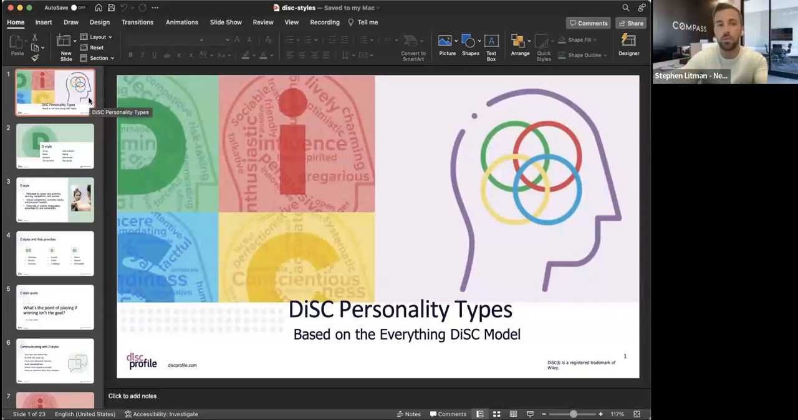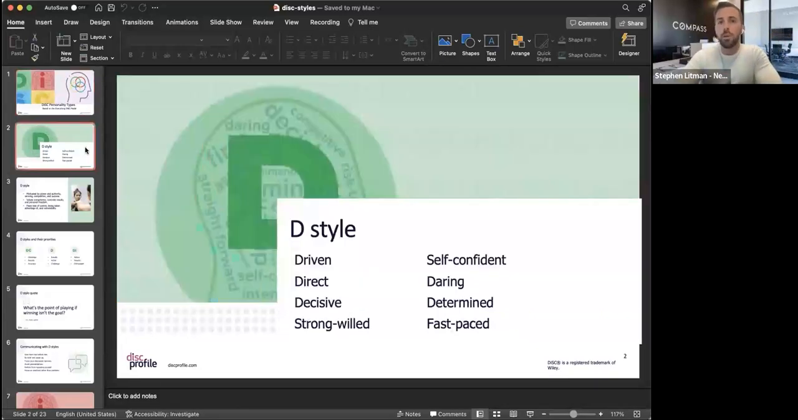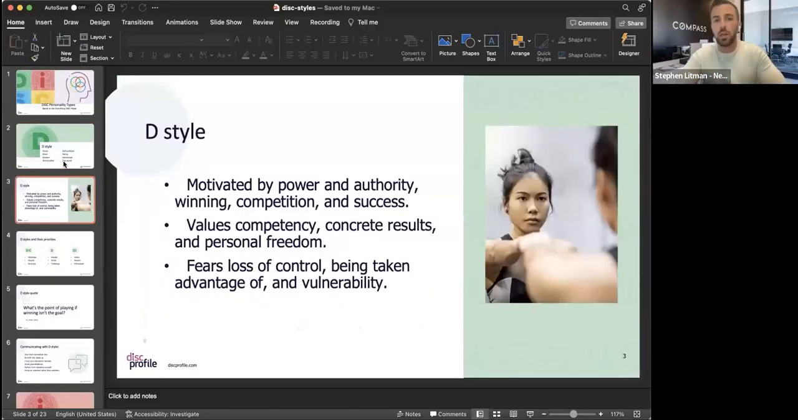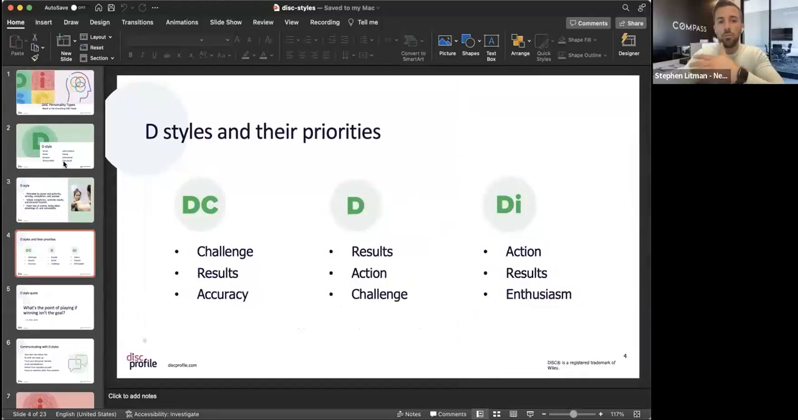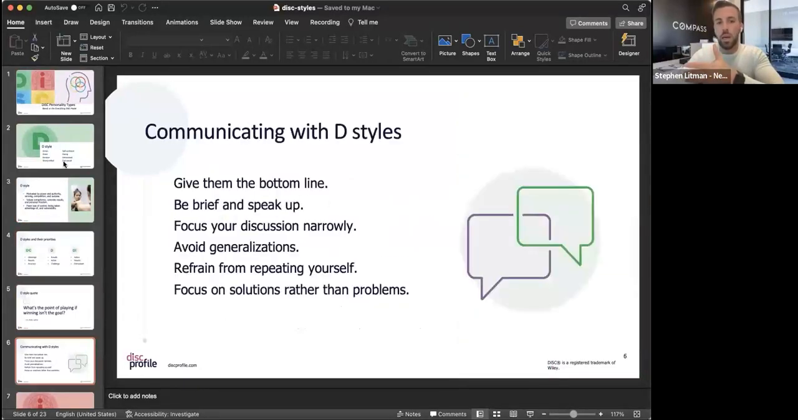But okay, so really quickly, I'm going to fly through this. I'll attach this to the notes for anybody who wants to review. First and foremost, you've got DISC, right? So D style. It sounds like what it is, right? Driven, direct, decisive, strong-willed, self-confident. What I think is interesting about Ds is this particular slide deck goes through what they're motivated by, but also how you may want to communicate with them.